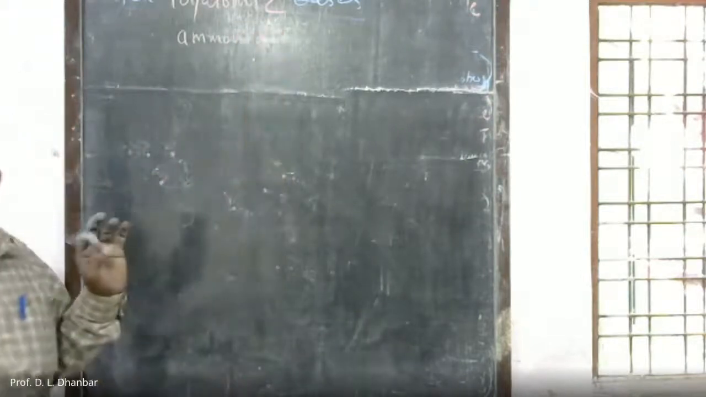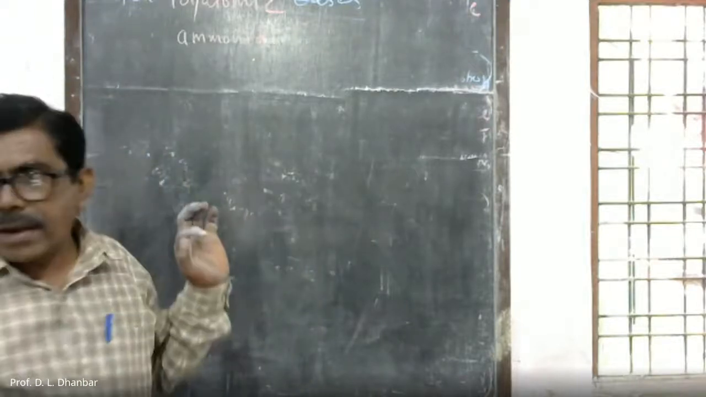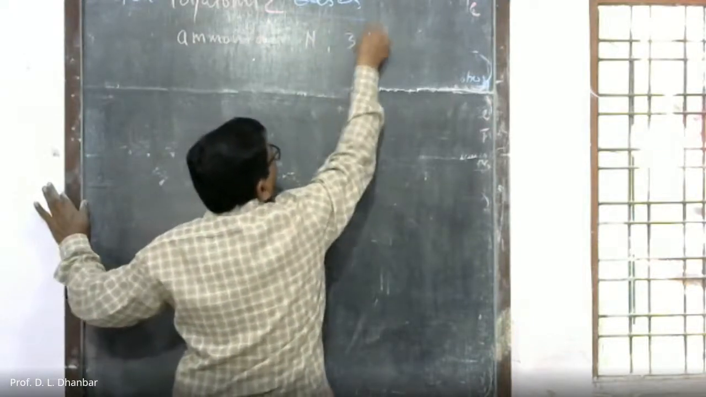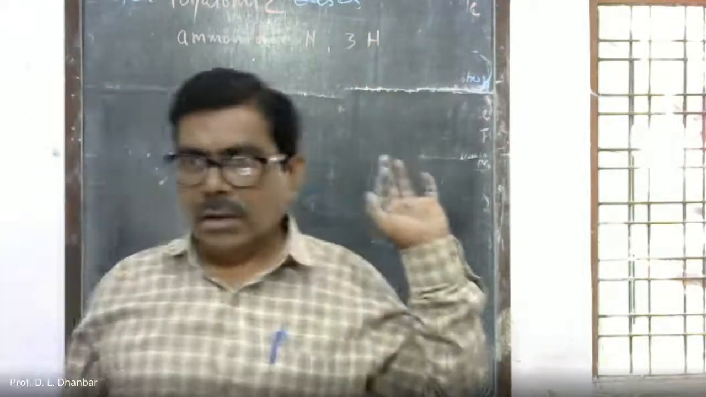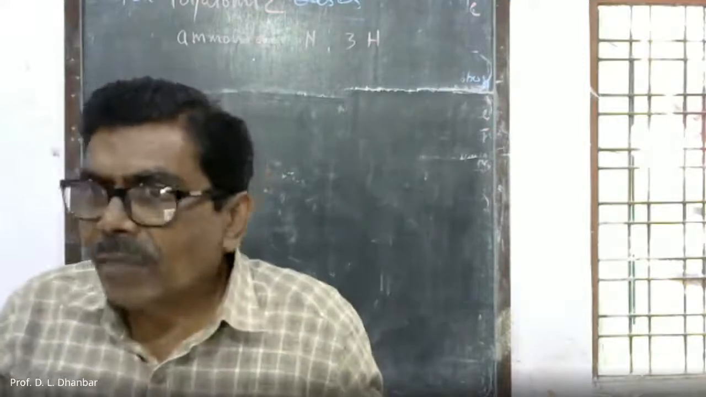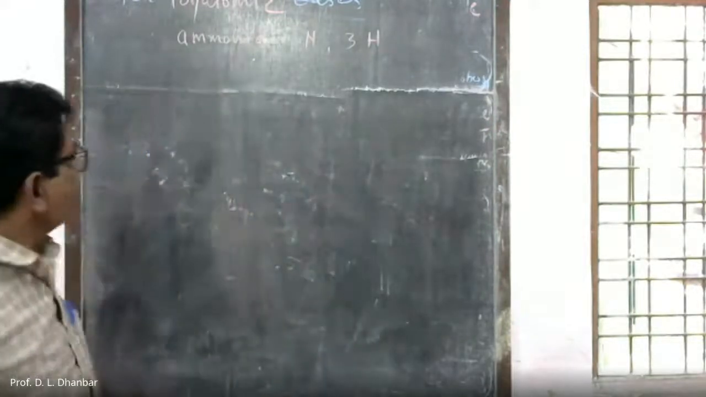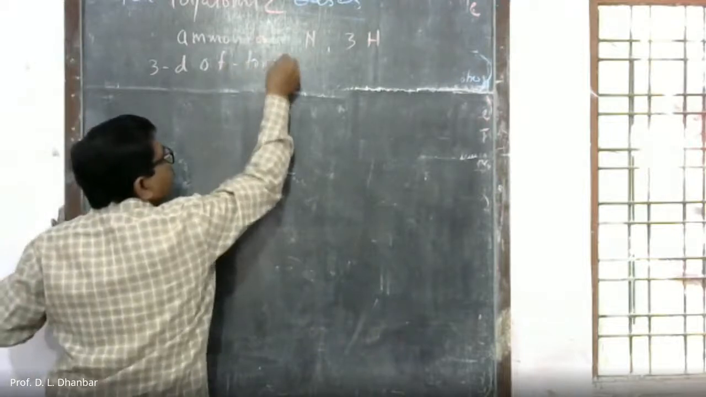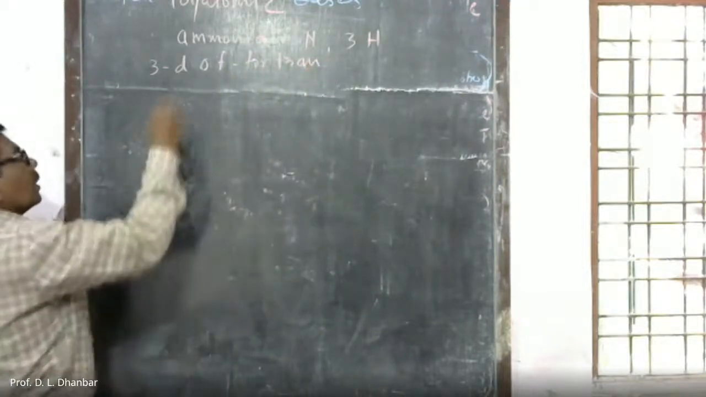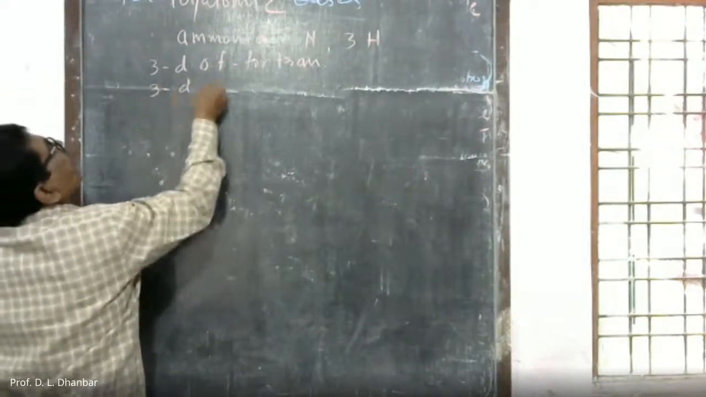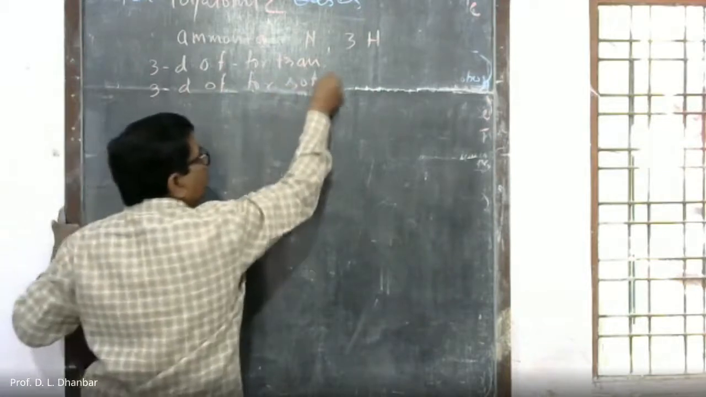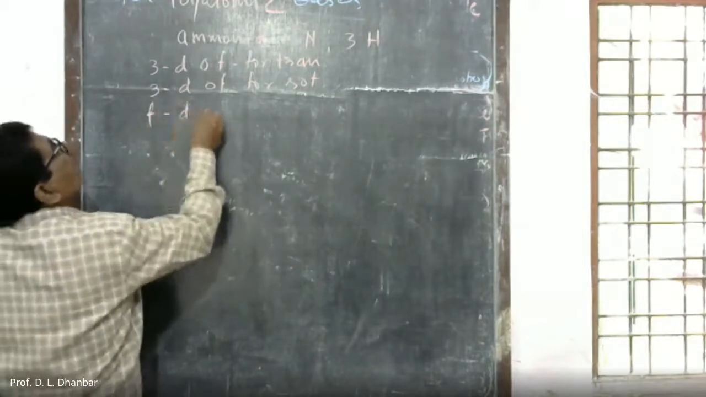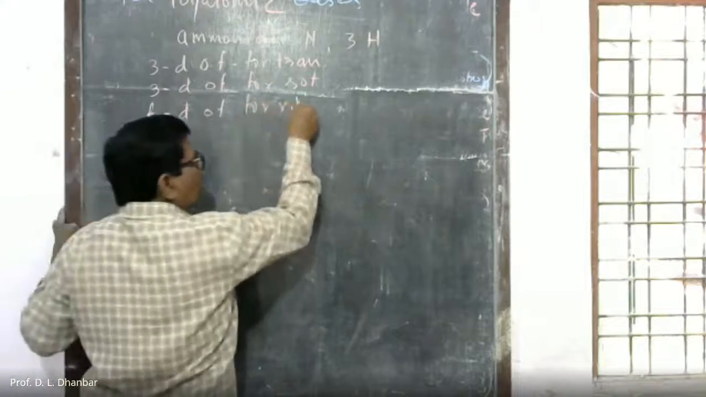In ammonia, there is one atom of N and 3 atoms of H. So this is a polyatomic gas, and as far as degrees of freedom are concerned, here again there are three degrees of freedom for translational motion, then 3 degrees of freedom for rotational motion, and there are f degrees of freedom for vibrational mode.